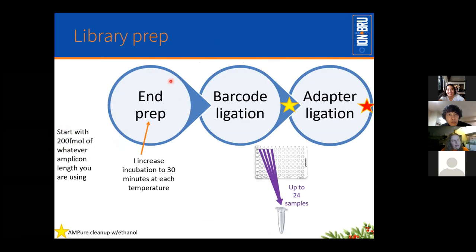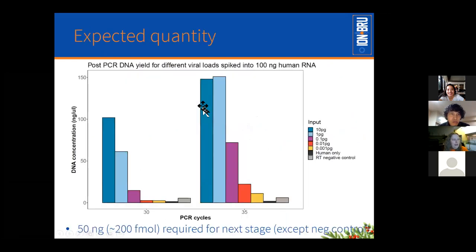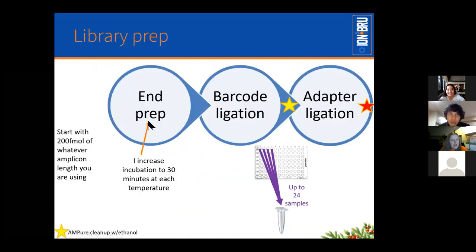So for the end prep, the protocol will tell you to run it at each temperature for 5 minutes. I have always done it for 30. This is because NEB recommend 30, and in the very early versions of these protocols, it did not work at 5. And Nanopore had really just cut it down to 5 so that they could boast about how fast their library preps were. I've always done it at 30 minutes at each temperature. Whether or not that's still necessary, I'm not sure, because Nanopore have made a lot of changes to their chemistry since then. But we are still doing that at 30 minutes each temperature.